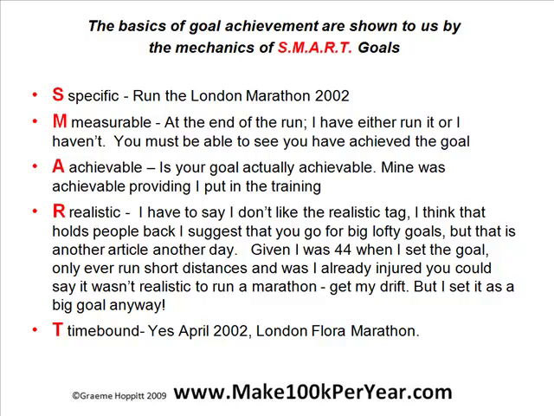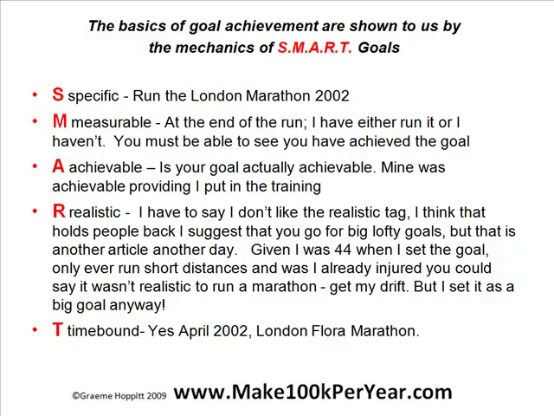The S stands for specific. Now I'm going to use my example of setting a goal to run the London Marathon in 2002 as the example we can follow through here. And I'll also show you in a minute a practical tool that will also help. So it must be specific. Mine was clear and specific: to run the London Marathon.